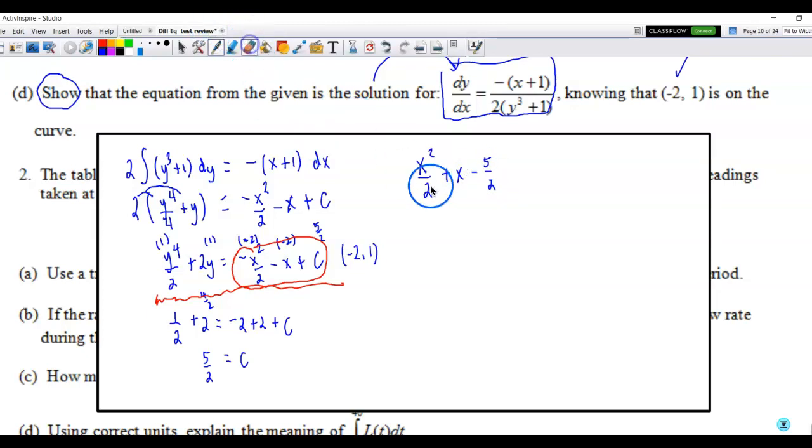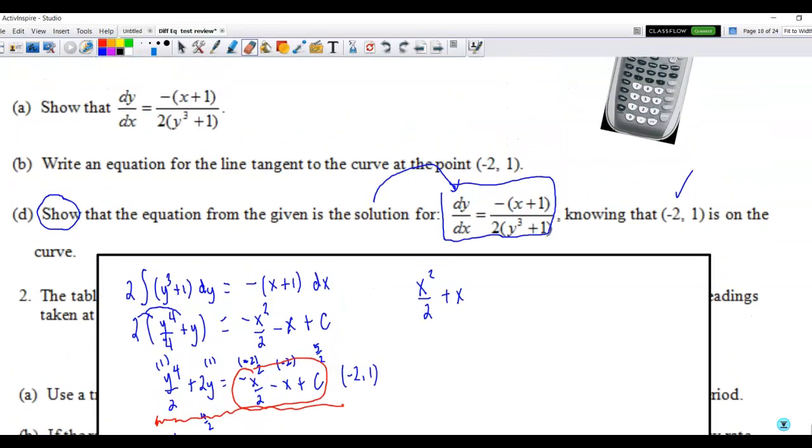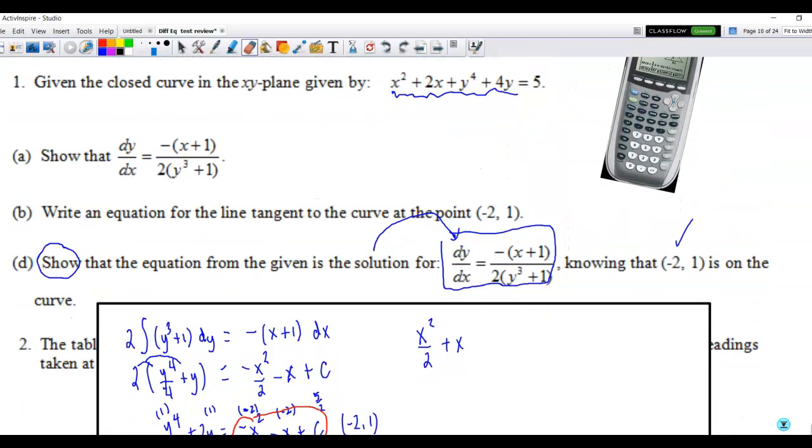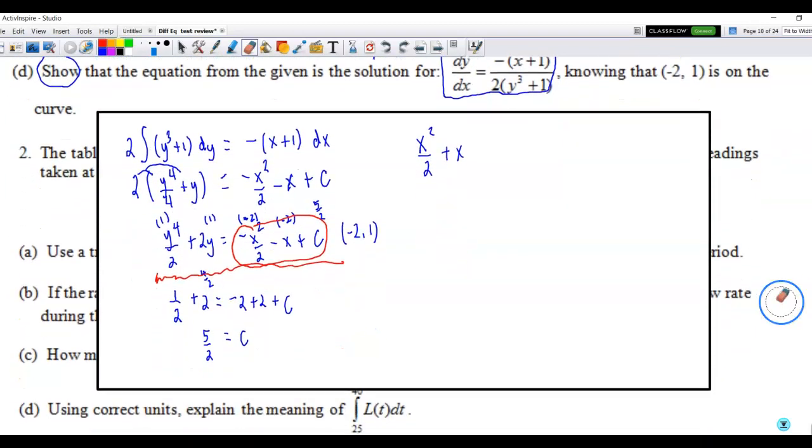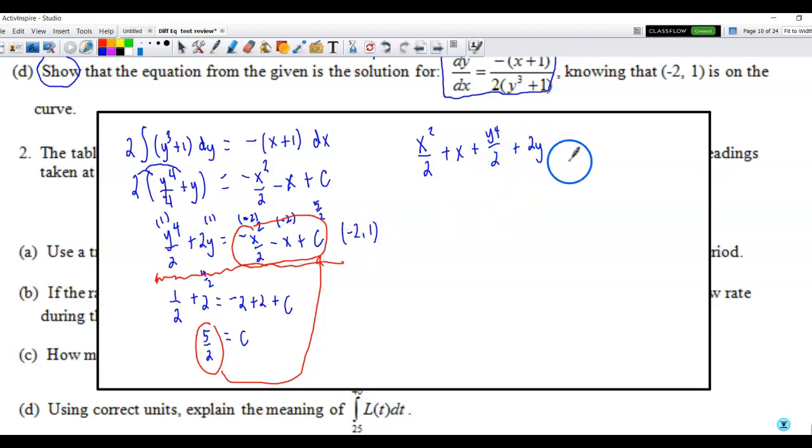Actually, the constant, I can't see it, I'll pull my screen down. But since the original equation up at the top has the constant on the right-hand side, I'm going to leave the 5 halves on the right-hand side when I substitute it in place of c. Alright, so let's come back where I left off. I still have a plus y to the 4th over 2 plus 2y. I think I have all my terms. Yes, and that's equal to, remember, the 5 halves.